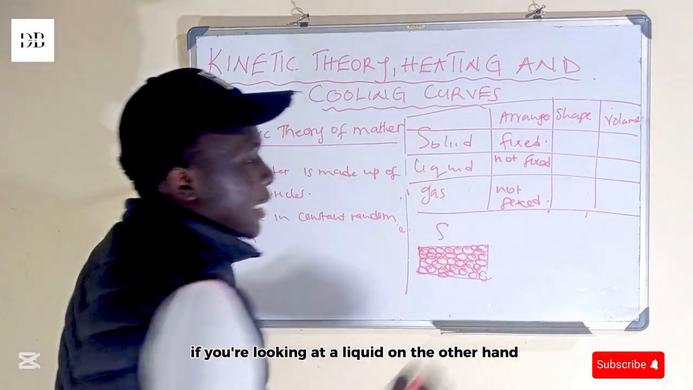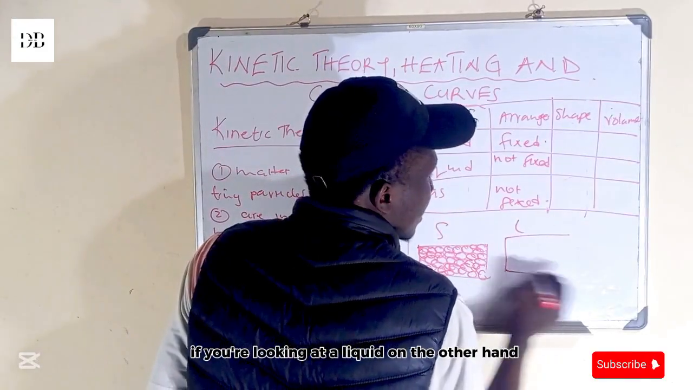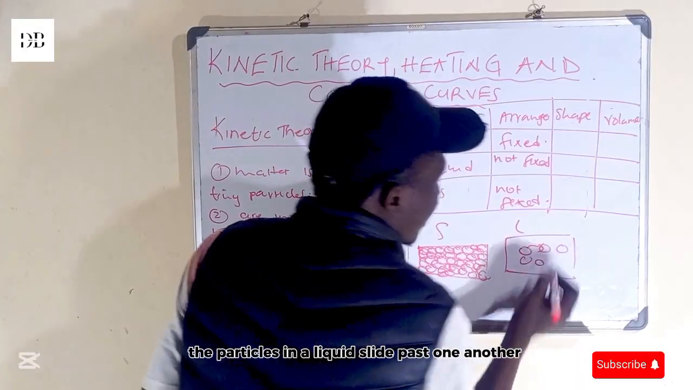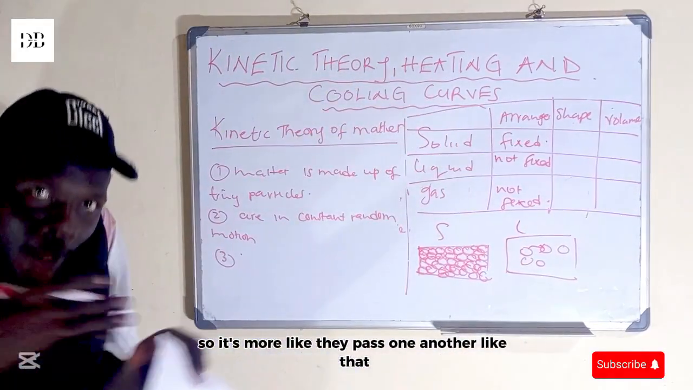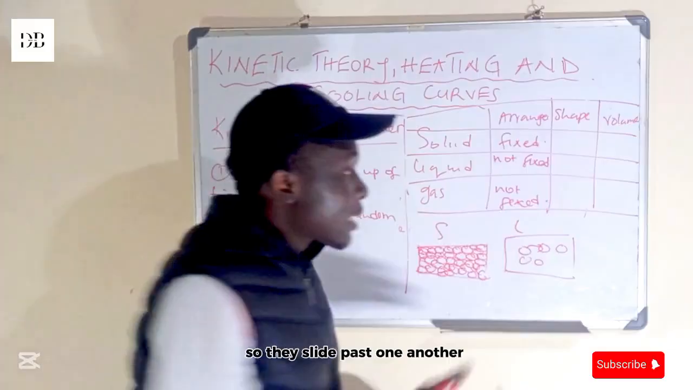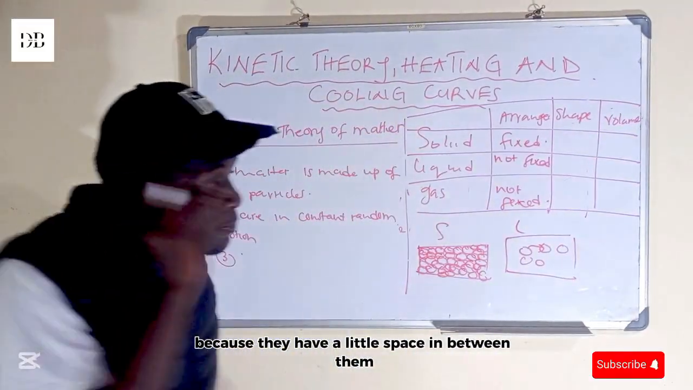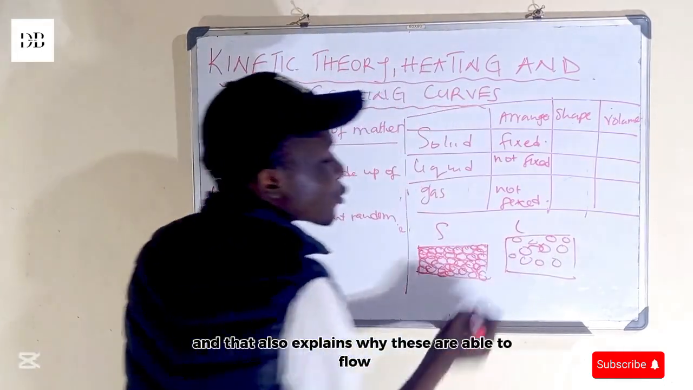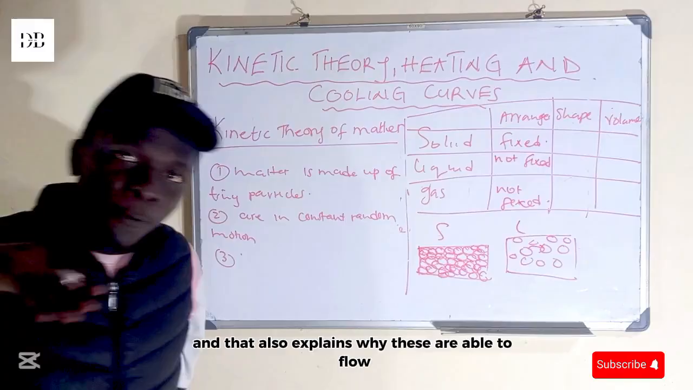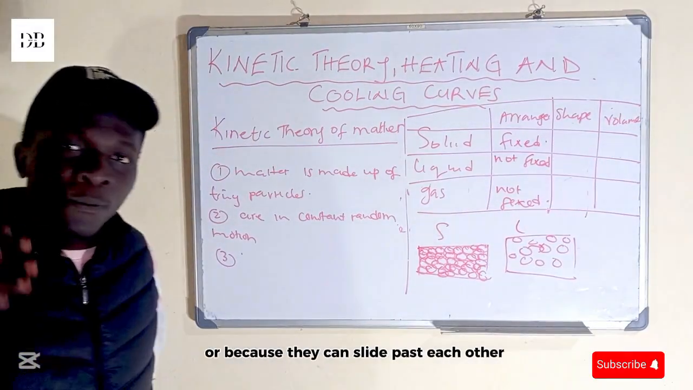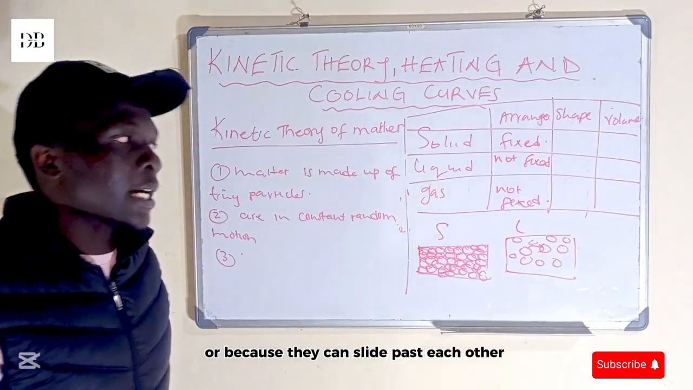If you are looking at a liquid, on the other hand, the particles in a liquid slide past one another. So it's more like they pass one another like that. They slide past one another because they have a little space in between them. Not saying that they have a lot of space. And that also explains why these are able to flow, for example water, because they can slide past each other.